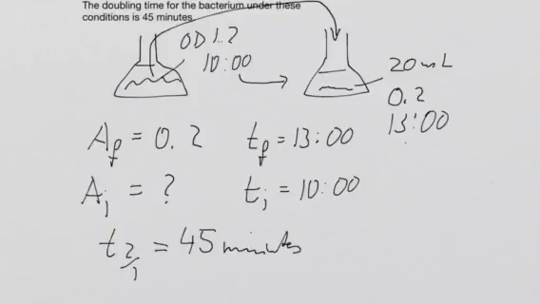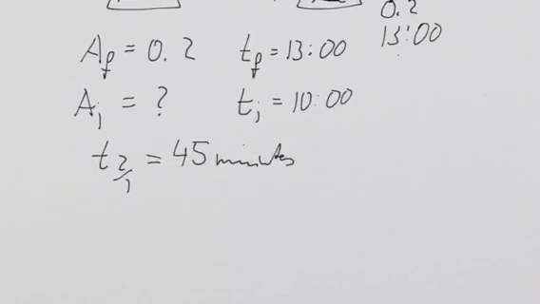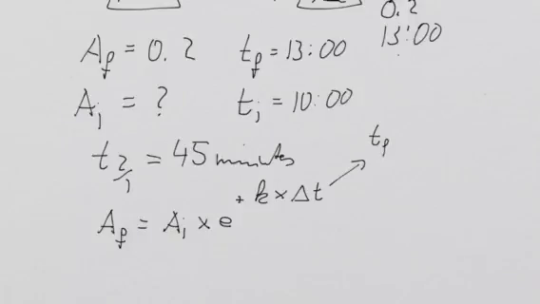Now we know that this refers to a first order reaction, and we can actually write the equation for a first order reaction. A final equals A initial times e to the power of, and since it's a growth we have a plus k times delta T. And this delta T refers to T final minus T initial.